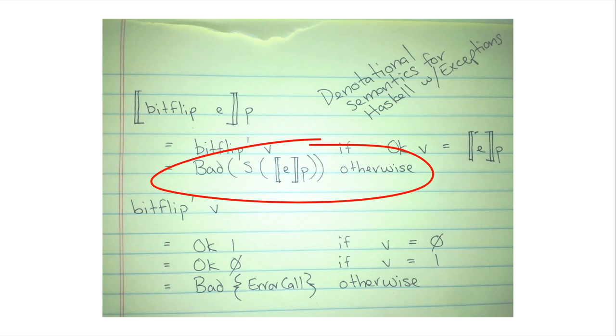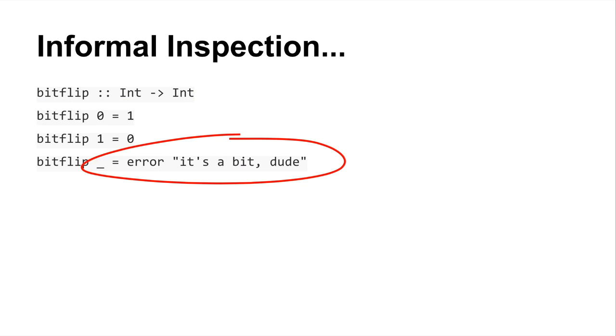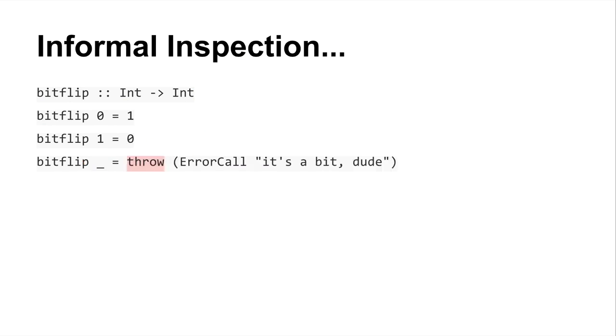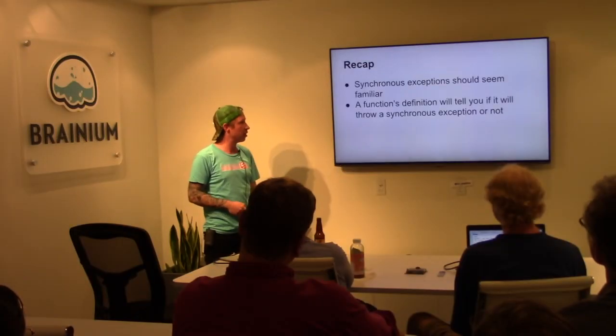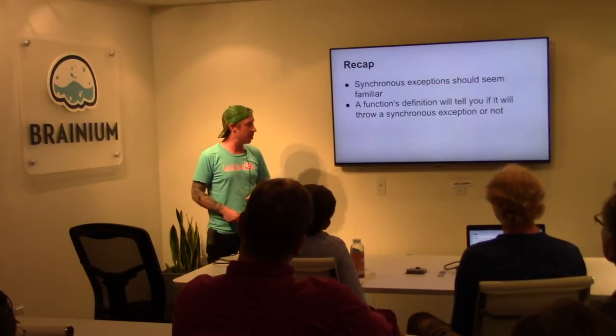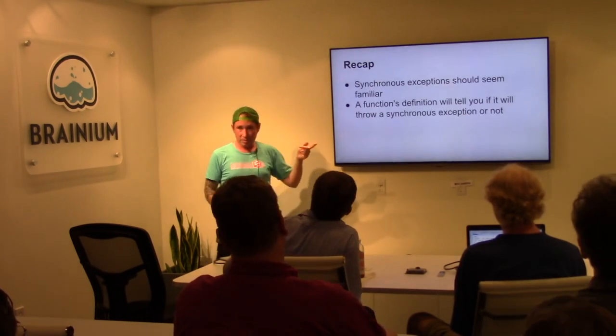I didn't define this S function here, so you can ignore it. But essentially, it's going to give you back the set of potential exceptions contained in that expression E. Anyways, I mentioned before, if you dig down into these things, you're going to see throw, or throwIO, or you're going to find a pattern match error. Okay, so that's the recap of synchronous exceptions.